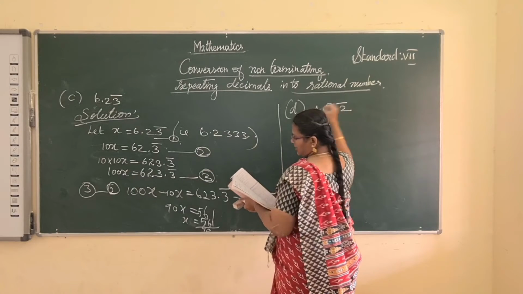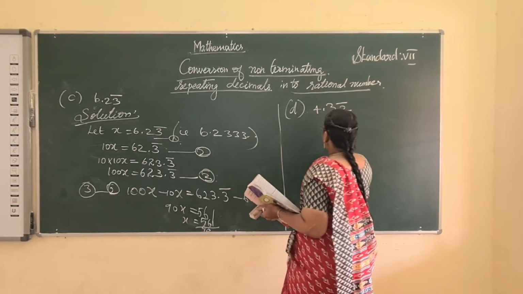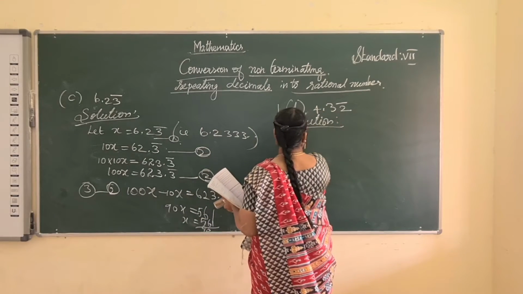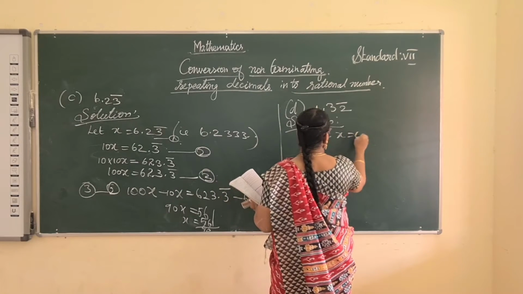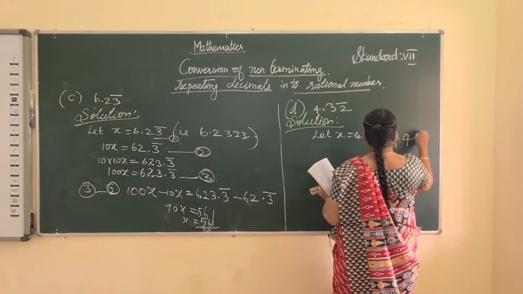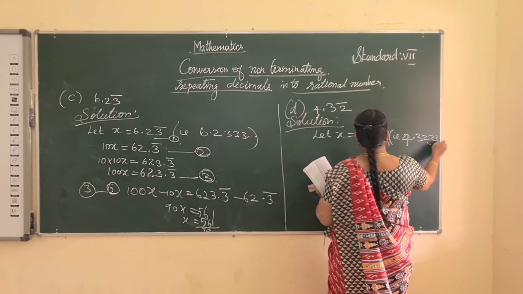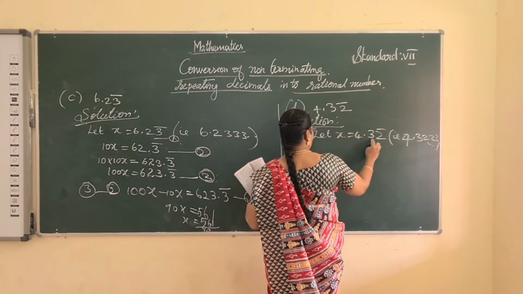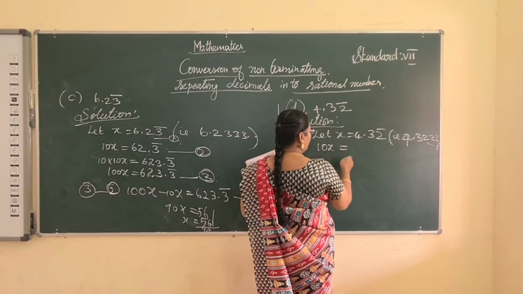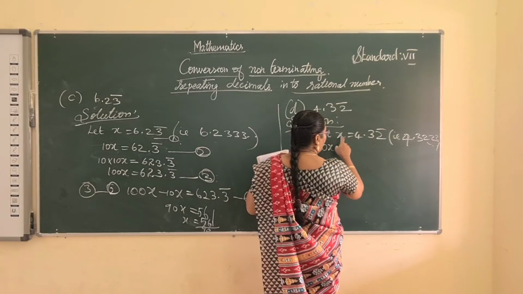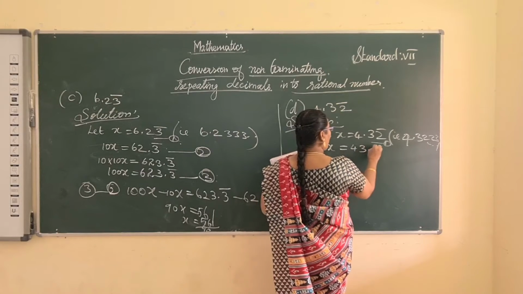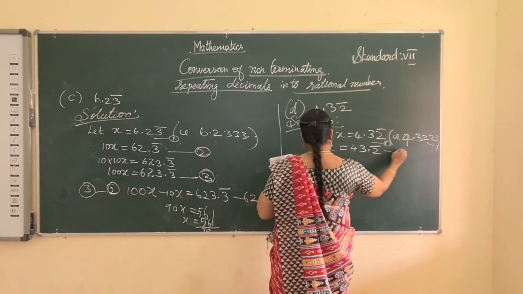0.32 bar, the same method. Okay, so here also consider, let x equal 4.32 bar, that is 4.322 endlessly going. Now multiply the decimal point by 10. So 10x, multiplying by 10 in the first equation, equation number 1. What we get is 43.2 bar. So it's equation number 2.